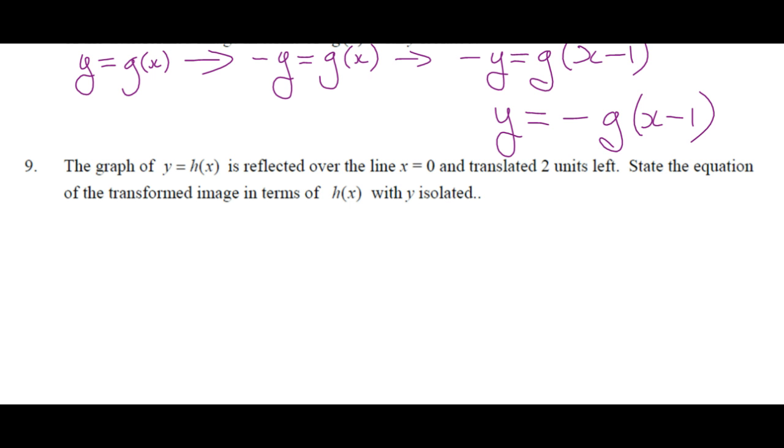Graph of y equals h of x reflected over the line x equals 0. Oh my god, line x equals 0. You have to figure out what that is. And translated 2 units to the left, state the equation.